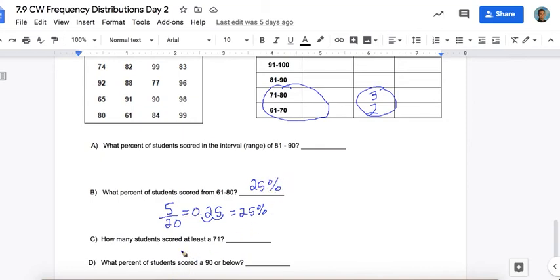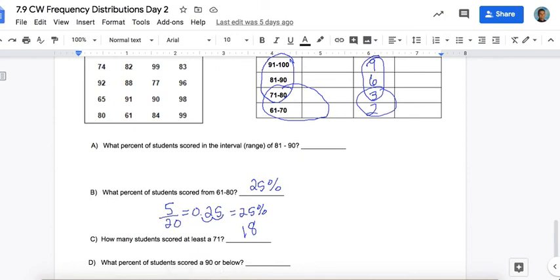Okay, how many students scored at least 71? That means 71 or more. Now, this is a little bit tricky because we're going backwards here. So we have to count all 3 of those. I had 3, and then remember this one was 6 and 9. So that adds up to 18.